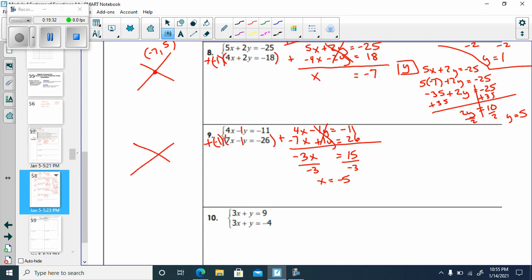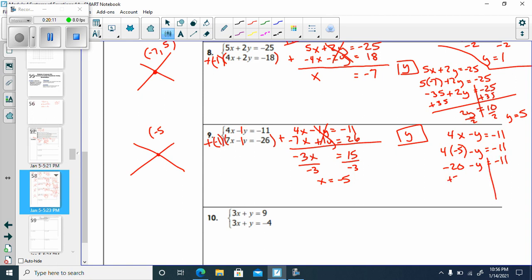Remember, we're looking for where the two lines intersect, the solution. The x value here is -5. We need to find the y value. Whether you're substituting or using elimination, you plug it into one of these equations. So how about we start with 4x minus y equals -11. Let's plug in our x. 4 times negative 5 minus y equals negative 11. 4 times negative 5 is negative 20 minus y equals negative 11.